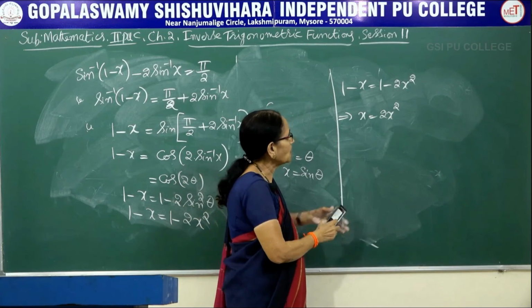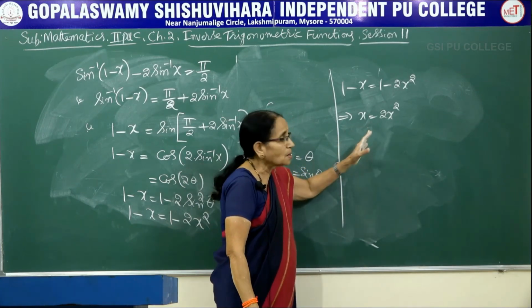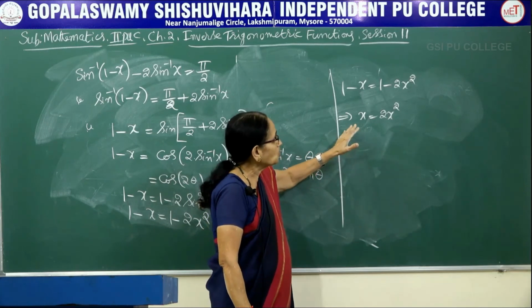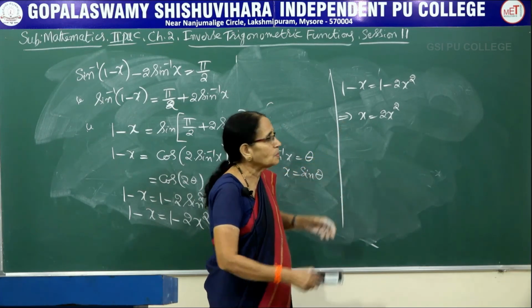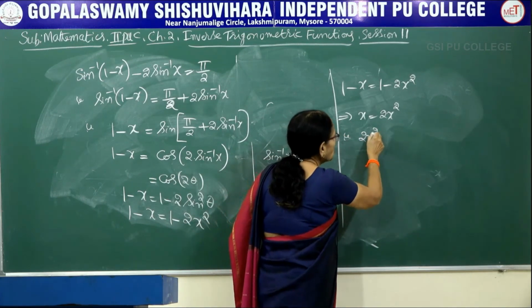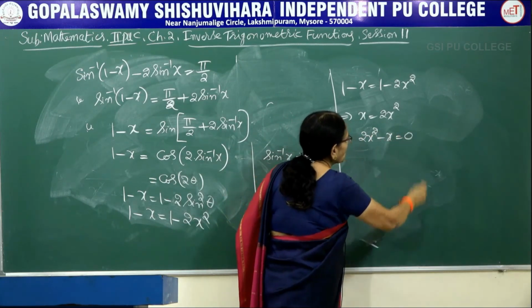Now usually we have the habit of cancelling. That cancelling can be done only when you are simplifying a function. Otherwise, if you cancel, one root may be eliminated. So let me take both the terms to one side: 2x square minus x equal to 0.